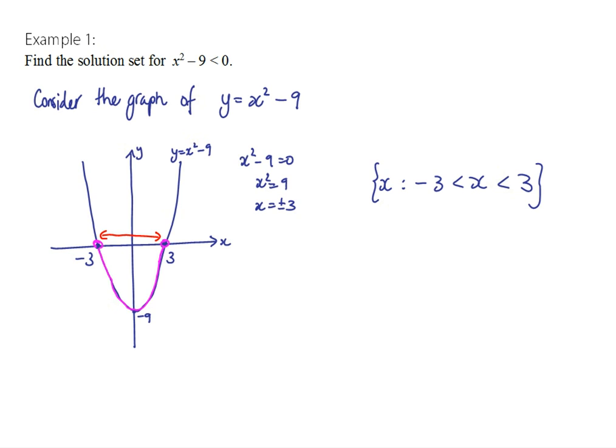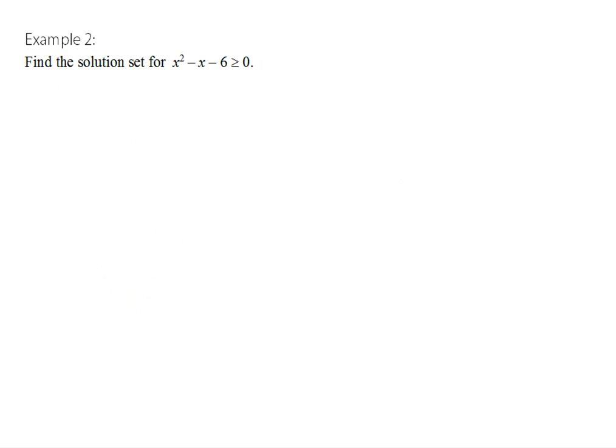If the question had asked you for where x squared minus 9 is greater than 0, that would clearly be up the top, so where x is less than negative 3, and where x is greater than positive 3. Okay, second example.